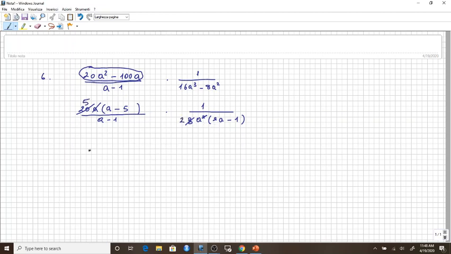Okay, so what we are left with is a minus 5 times 1, right, which stays 1, and then we have a minus 1 times a here outside, and then we have a 2a minus 1. So this cannot be any more simplified, so this should be the final expression. Okay.